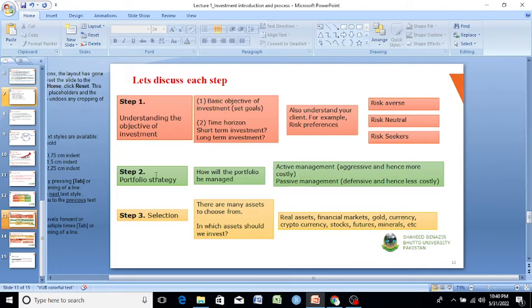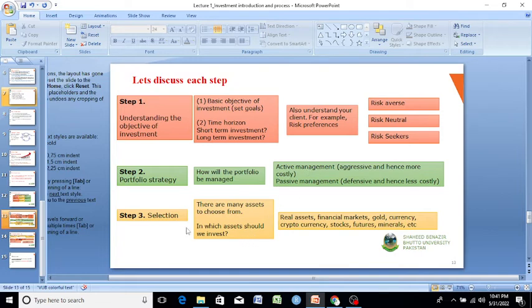After this, the second step is portfolio strategy. In this step we answer the following question: how will the portfolio be managed? Normally we can manage our portfolio in two ways, either by following the active management strategy, or by following the passive investment strategy. So in this step we decide how we will manage the overall portfolio, whether we do active management or passive management. Both these strategies have pros and cons, which we will discuss later in this course.